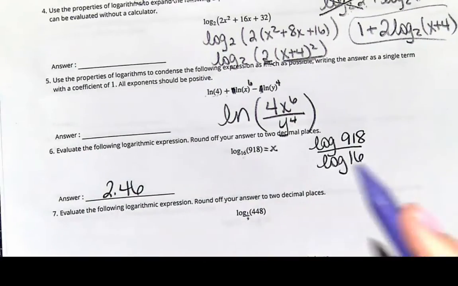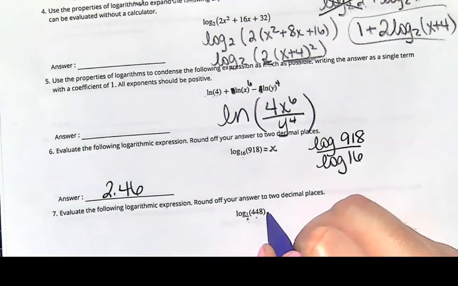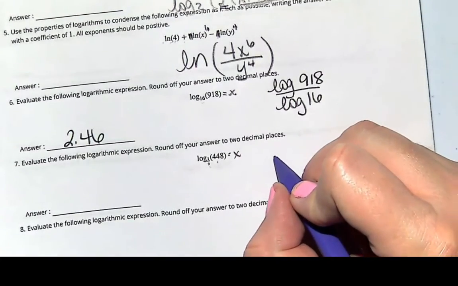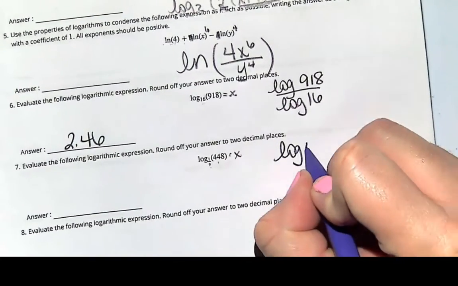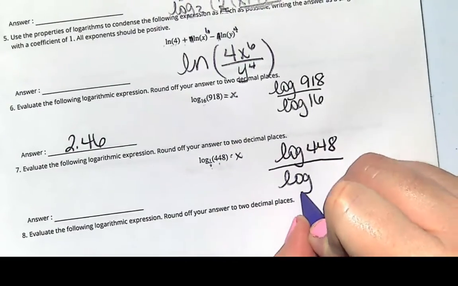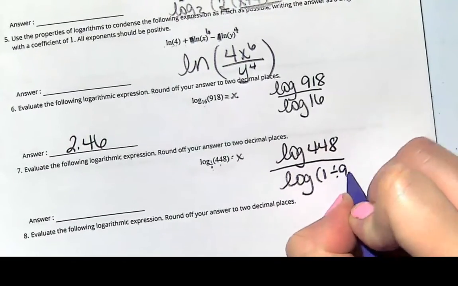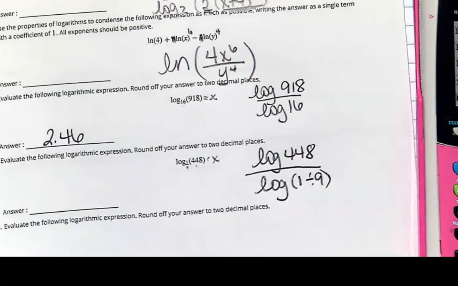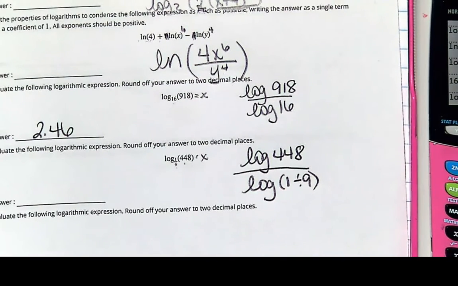Okay, so again, I've got log 1/9 of 448. If you want to, slap an equals x on there. But that really doesn't help. So I've got to change my base. So log of 448. Again, you could use the natural log if you want. Just be consistent. So I've got the log of 448 divided by the log of 1/9.